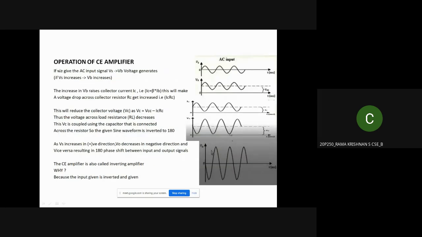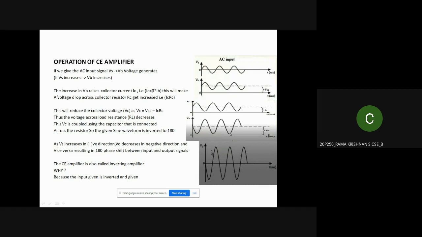Next, we'll be moving to the operation of the common emitter amplifier. Now there is a set of waveforms here. We'll be discussing it one by one. Here you can see the input of AC. So when we give the AC input signal Vs, the VB voltage generates. In the same sense, if Vs increases, VB also increases.